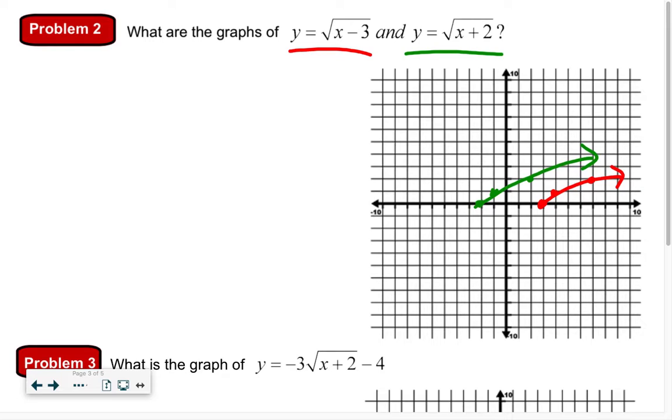Okay, those are our basic transformations. What's this class? 15. Are you bored already, Kate? I'm sorry. I was bored when I sat down. Ugh, Jonah.